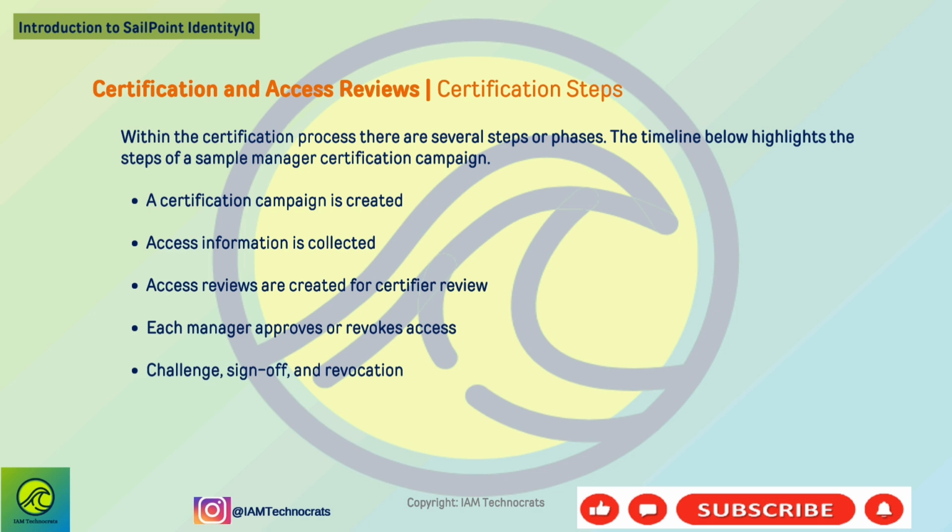Second, access information is collected. IdentityIQ collects and compiles all the required information related to identities, points of access, applications, and more. This process can take minutes, hours, or even days depending on the size of the campaign. Third, access reviews are created for certifier review. During the generation phase, an access review is created for each certifier designated in the certification campaign, and you can configure IdentityIQ to notify the certifiers that they have access reviews awaiting their action. A typical certification campaign may require certifiers to complete their reviews in a 2 or 4 week time frame.